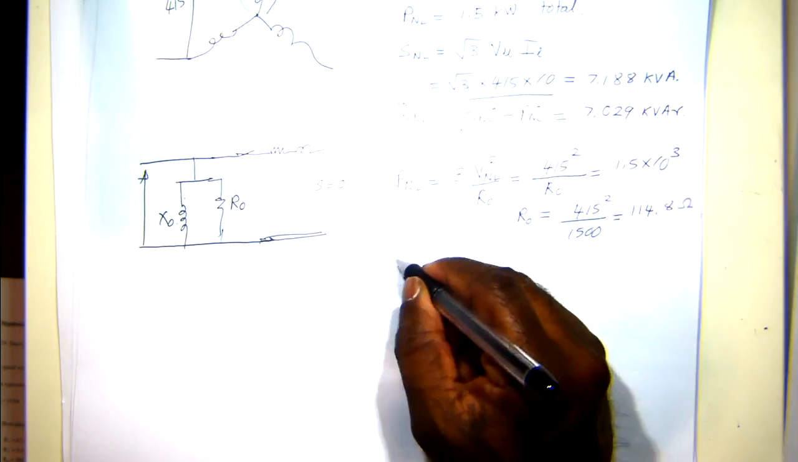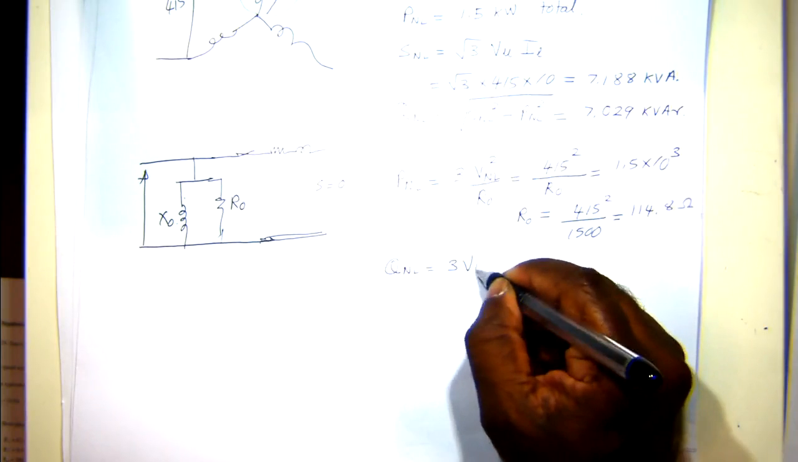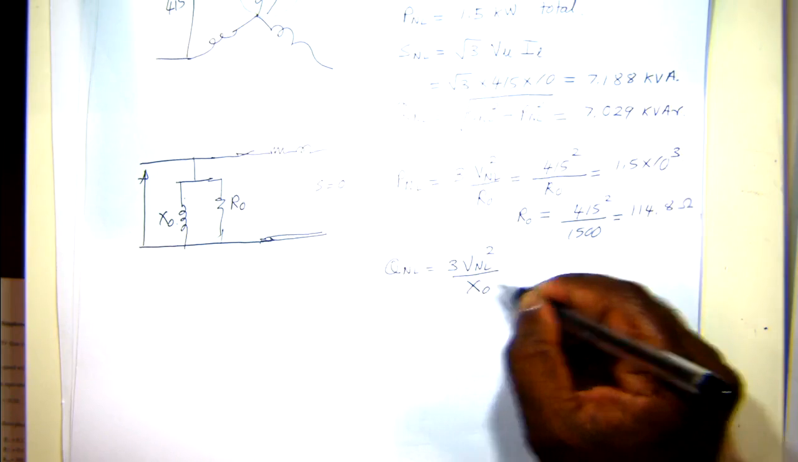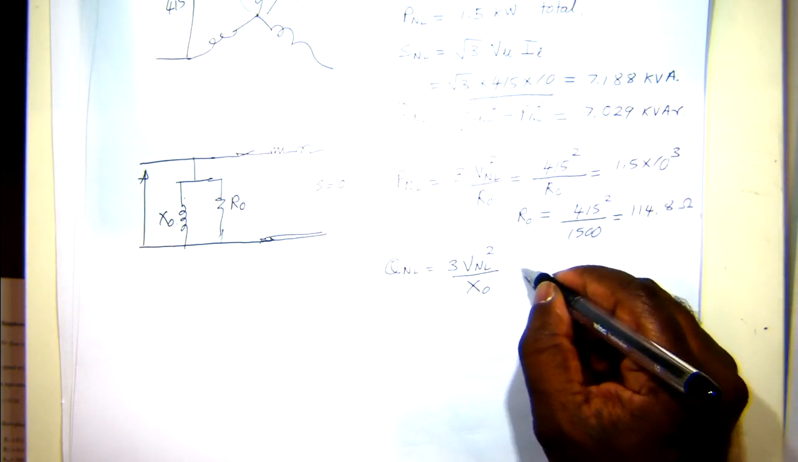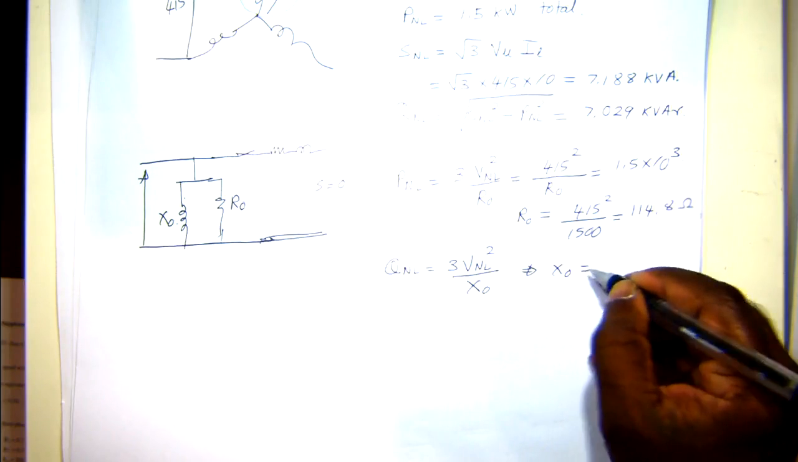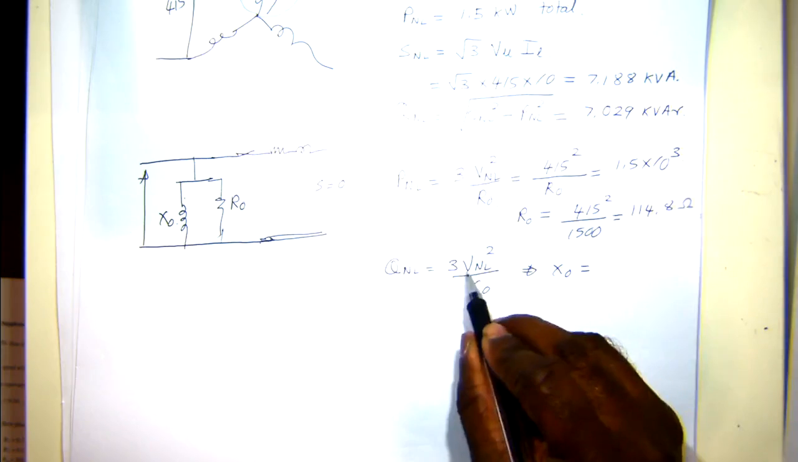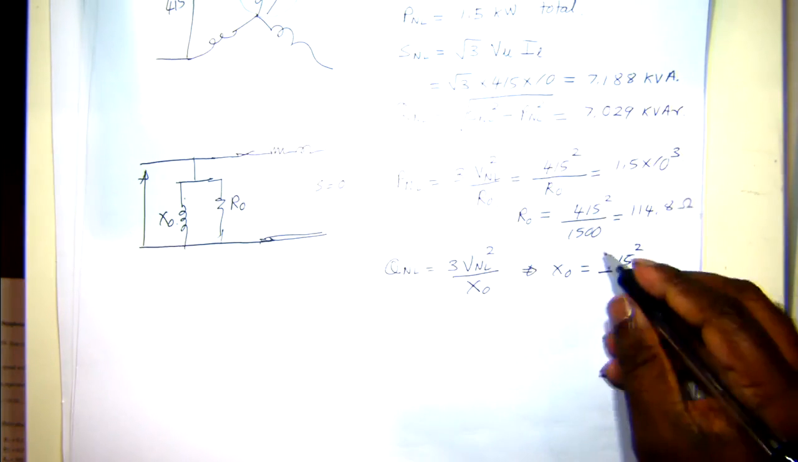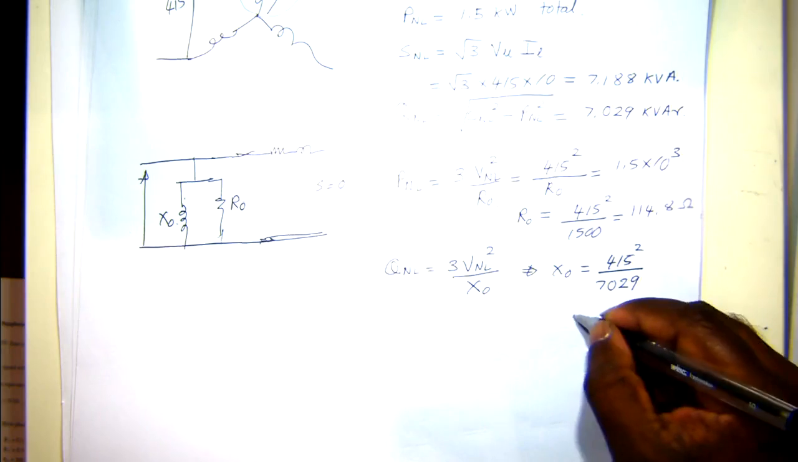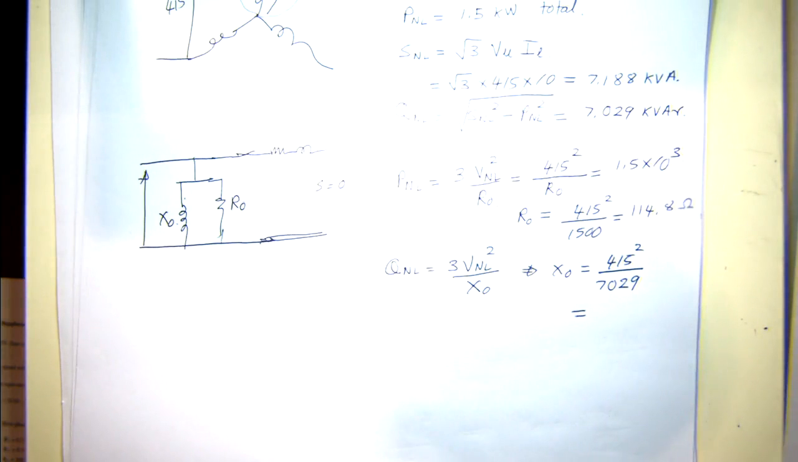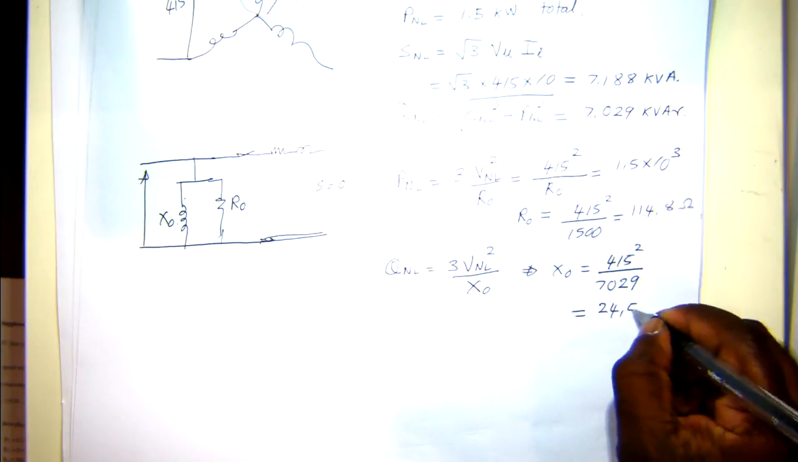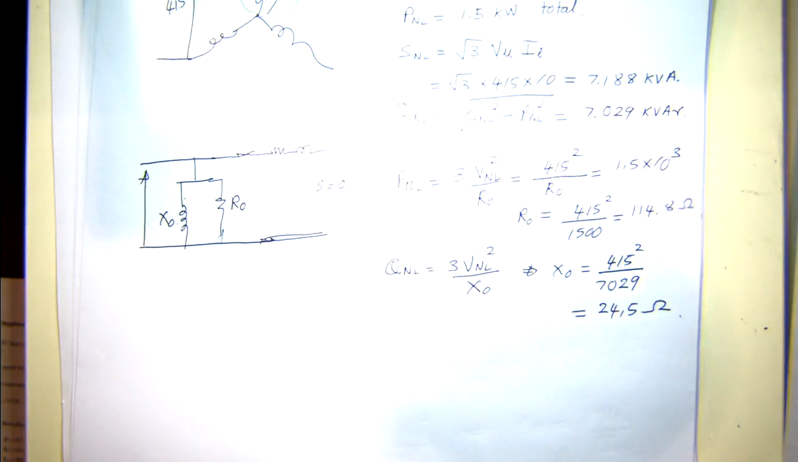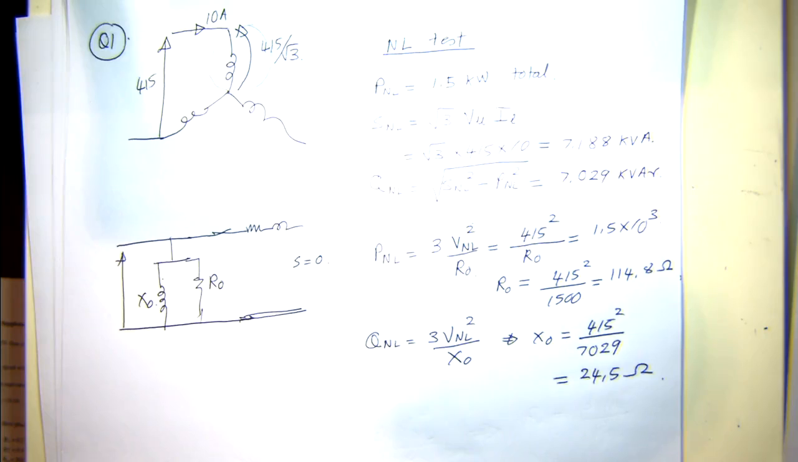Similarly, we can write Q no load as 3 times V no load squared over X0. So then we can find X0 with 3 times V no load, 415 squared divided by the reactive power, which is 7029. So that's 24.5 ohm. That's the magnetizing reactance. So that's all from the no load test.